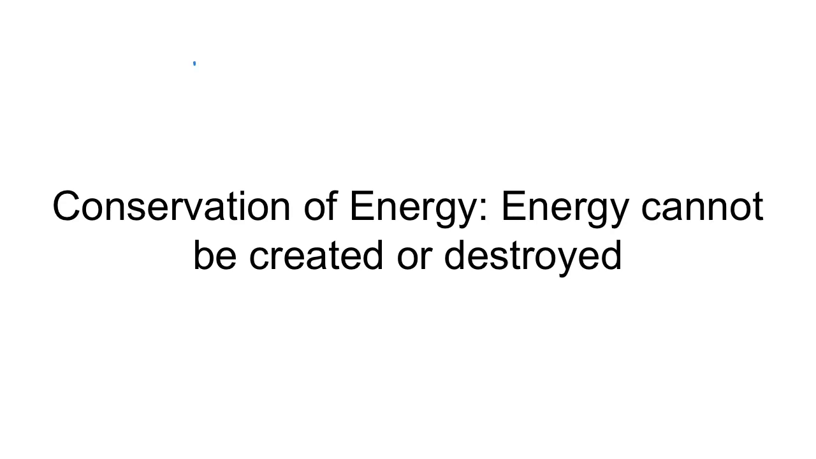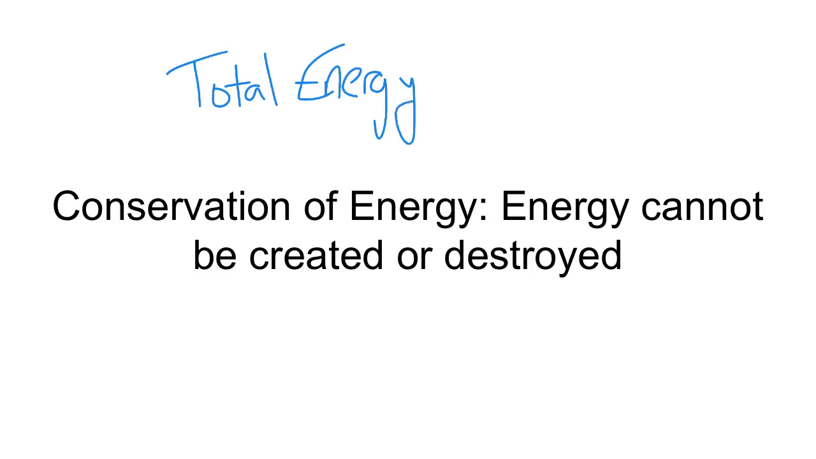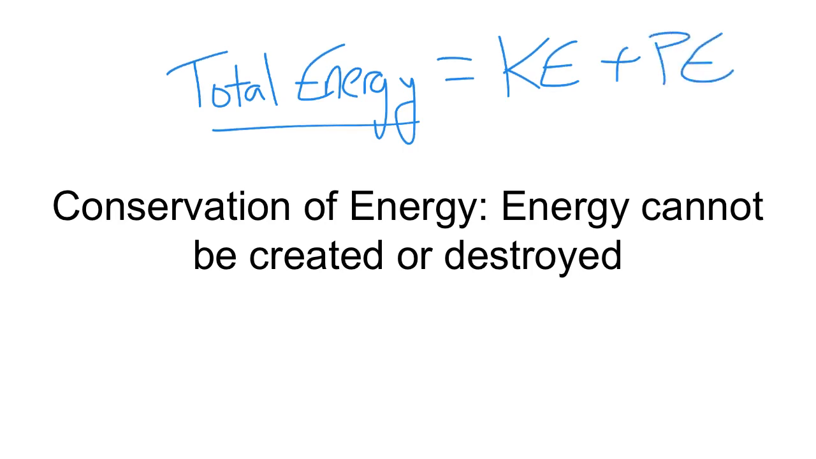Whatever we have at the start for our total energy has to stay the same all the time. And in this case, it equals kinetic energy plus our potential energy. When we're at the bottom of the ramp, it's all kinetic energy. When we're at the top of the ramp, it's all potential energy. And I hope that this helps you to understand the conservation of energy and how we can make calculations using it.